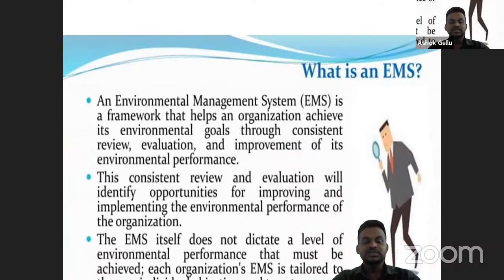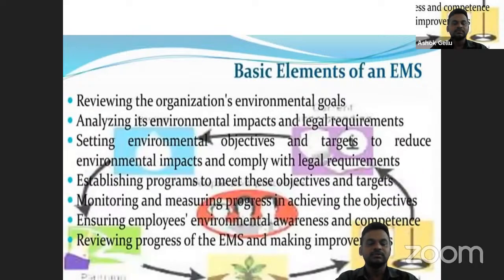So now, what is an environmental management system? An environmental management system is a framework that helps an organization to achieve its environmental goals through consistent review, evaluation, and improvement of its environmental performance. Environmental management should have environmental goals that consist of review, evaluation, and improvement of the environmental performance. This consistent review and evaluation will identify opportunities for improving and implementing the environmental performance of the organization. The EMS itself does not dictate a level of environmental performance that must be achieved within the system.